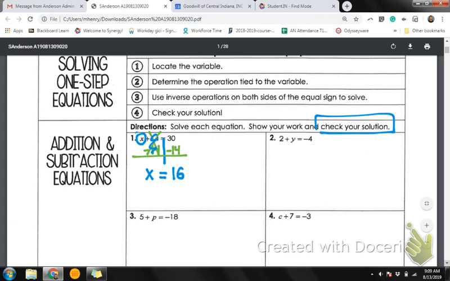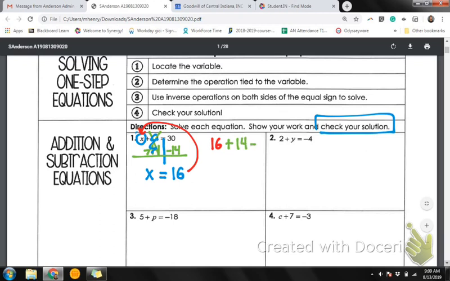Any ideas how I would check my solution? Mackenzie? Okay, remember on the last unit when we were plugging numbers in for our variables? So Mackenzie is saying, take this 16 and plug it in for that x, and see if you get the same thing on either side.